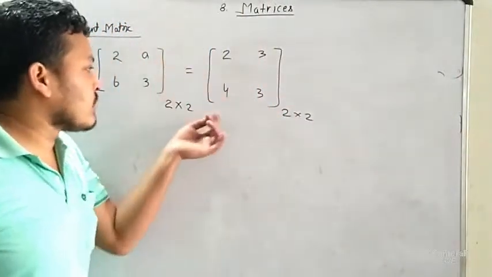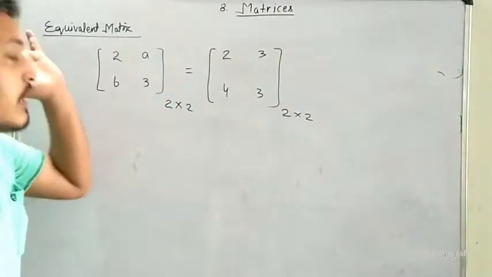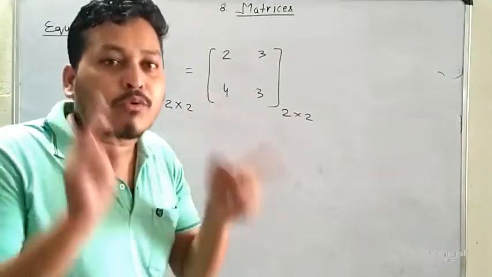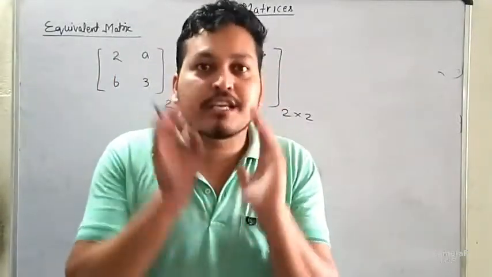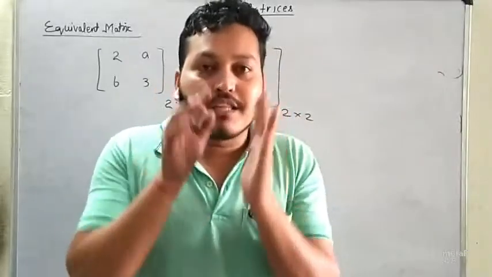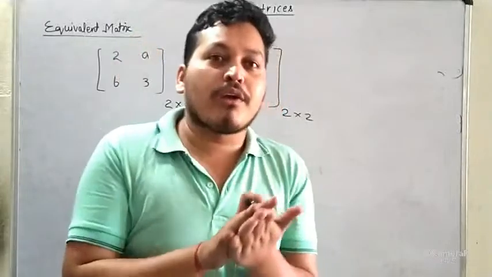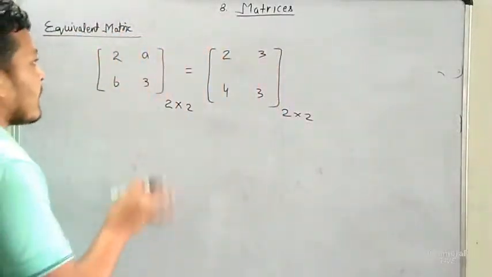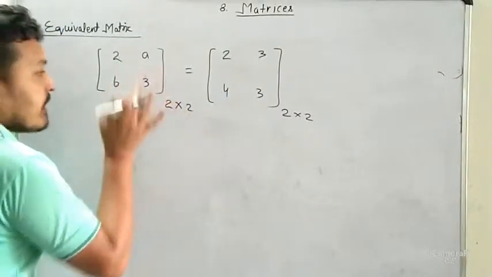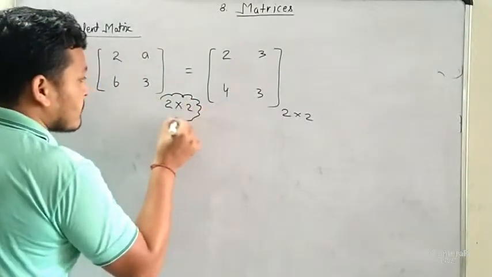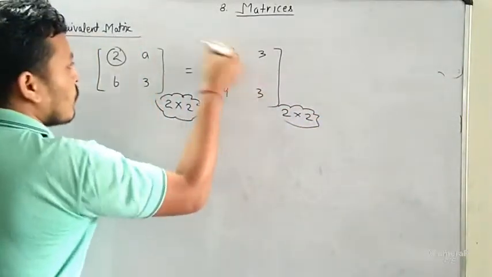This is according to the order 2 by 2. Both matrices are equal to each other. When two matrices of the same order are equal to each other, we can say that each corresponding element is also equal to each other. Each and every corresponding element of the matrices is equal. But the condition is the order will always be the same. So it means 2 is equal to 2.